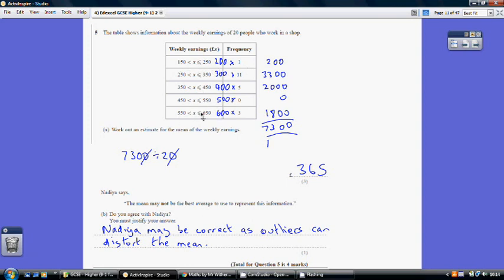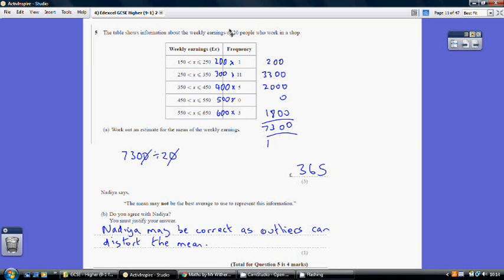So we can just see this by sight, it's just halfway between the two. And from then onwards we assume that's exactly how much all these people earned. So one person earned £200 a week, which is 200. 11 people earned 300, which is 3,300, and so on. This gives us a total amount of money earned in a week of 7,300.